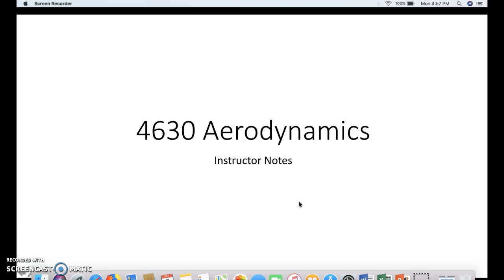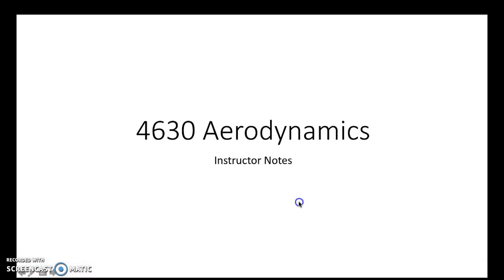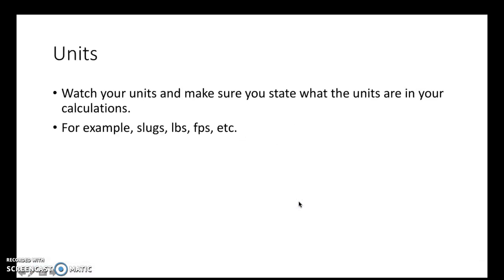I wanted to take a couple minutes on 4630 aerodynamics and just go over a few things that I'm seeing a lot of mistakes on in the homework assignments because I want everyone to do well. A couple of things. First, watch your units. Make sure that you're stating what the units are in your calculations. This will help you to ensure when you're plugging in information into the equations, it's the right information.